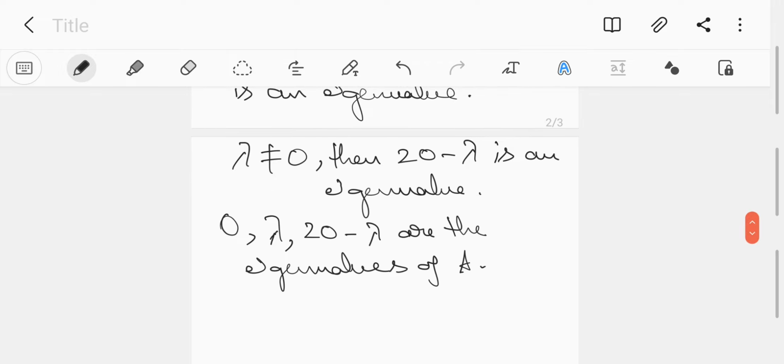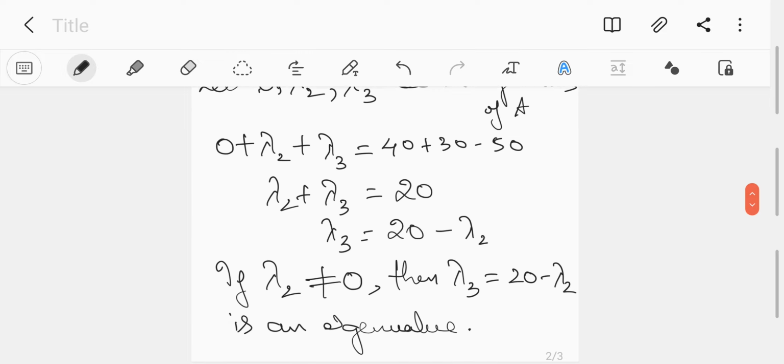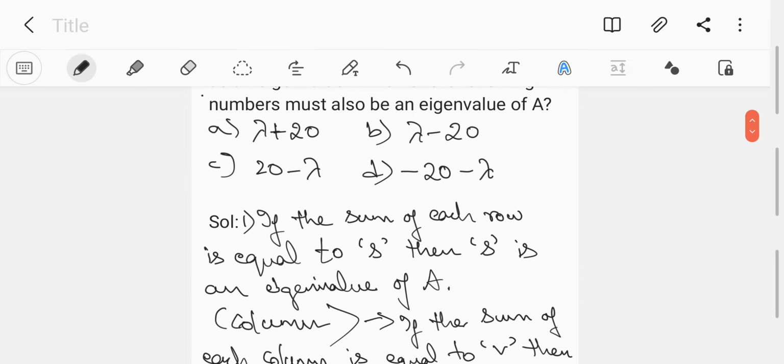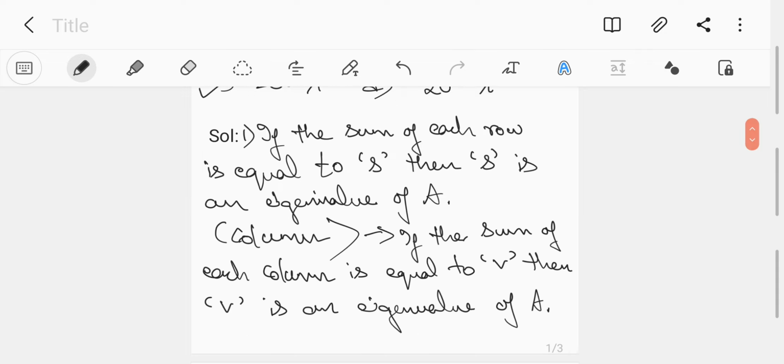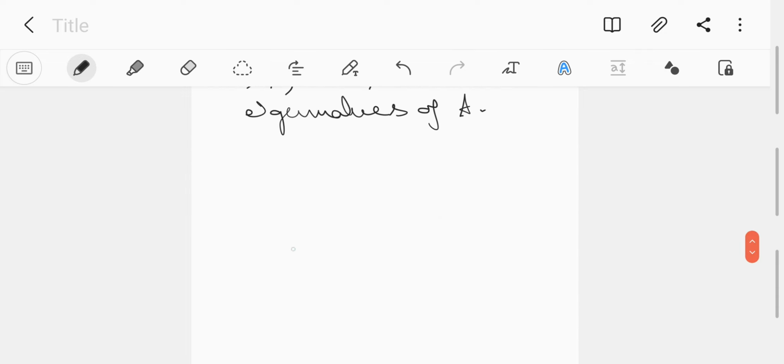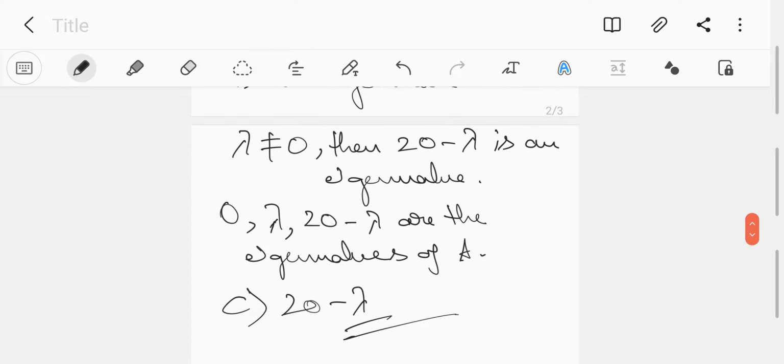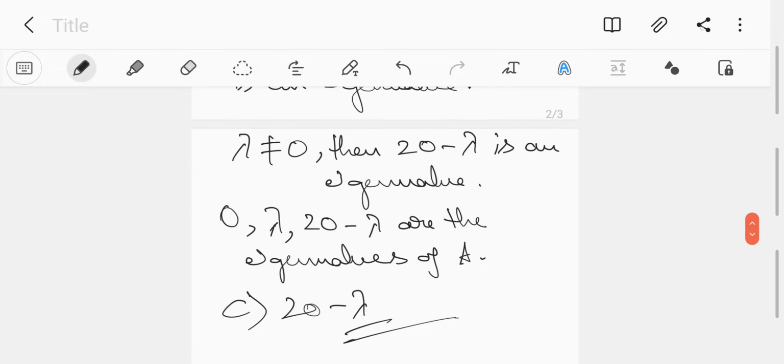So which option is right? 20 minus lambda. That is option C, the correct answer, the required answer. So therefore in the exam, just use these two rules and find out the eigenvalues. Okay. Thank you.